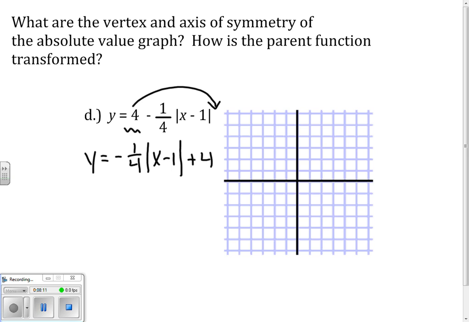So, a couple moves that have occurred here. I see a reflection on the x-axis. I see a compression by 1/4.